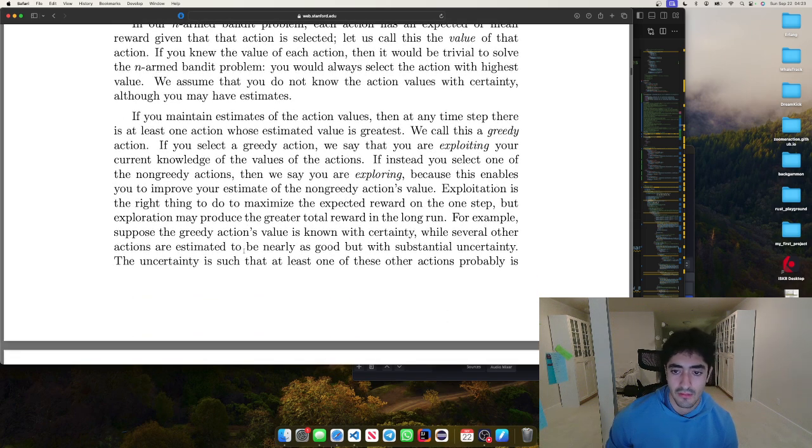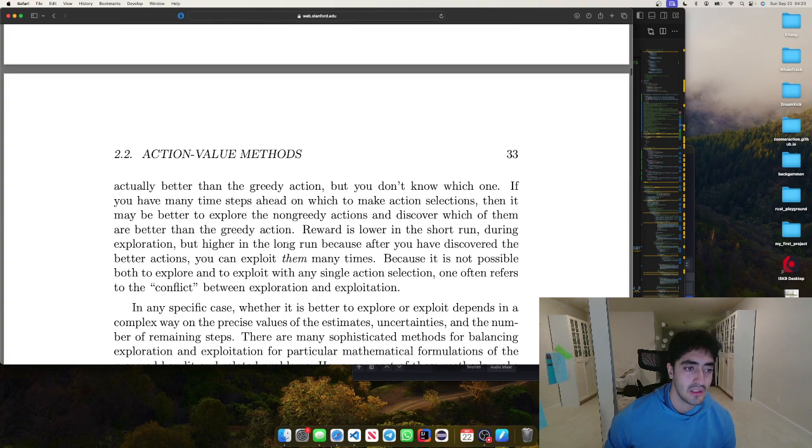Exploitation maximizes the expected reward on the one step, but exploration may produce the greater total reward in the long run. For example, suppose the greedy action's value is known with certainty, while several other actions are estimated to be nearly as good but with substantial uncertainty. The uncertainty is such that at least one of these other actions is probably actually better than the greedy action.